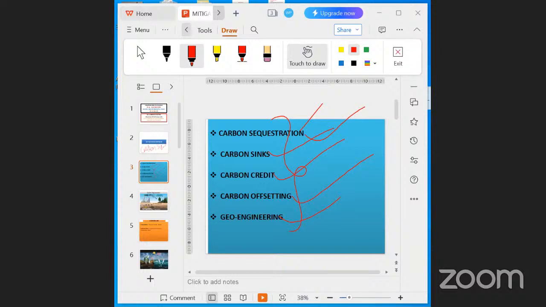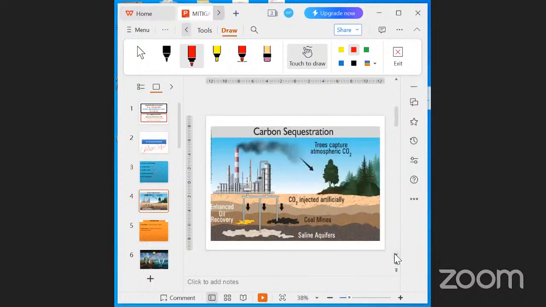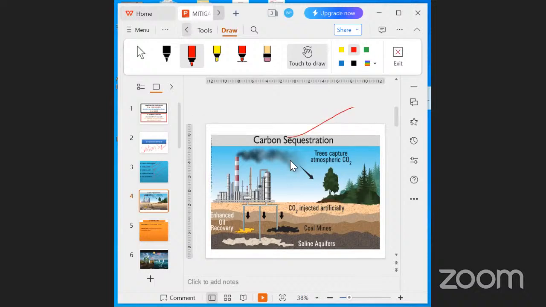First one is carbon sequestration, right? So what is carbon sequestration? In the atmosphere, you will have a huge amount of carbon dioxide present, right? So the carbon capture and storage, also known as what is that? Carbon sequestration. Carbon capture and storage.